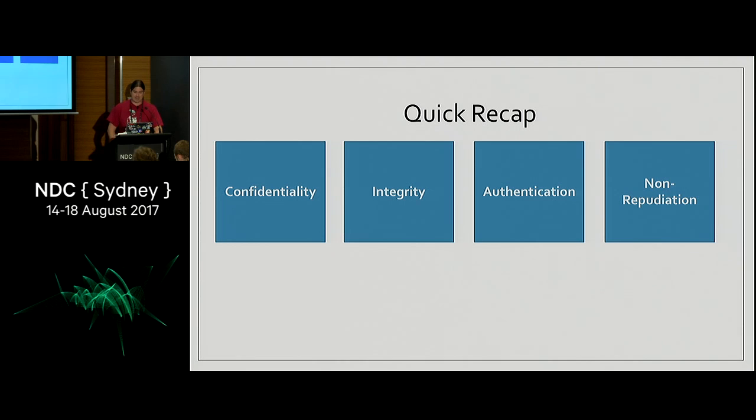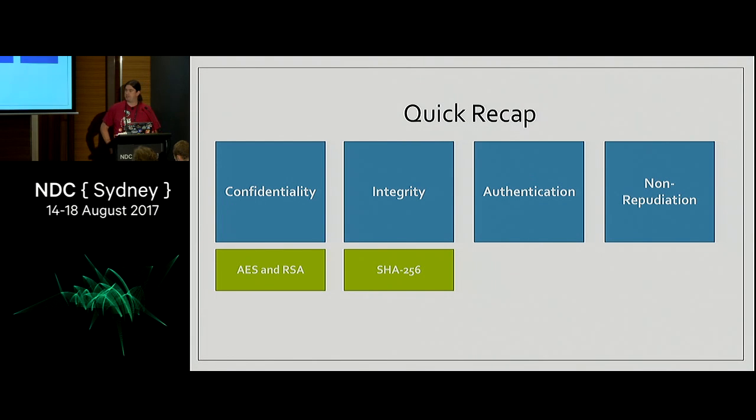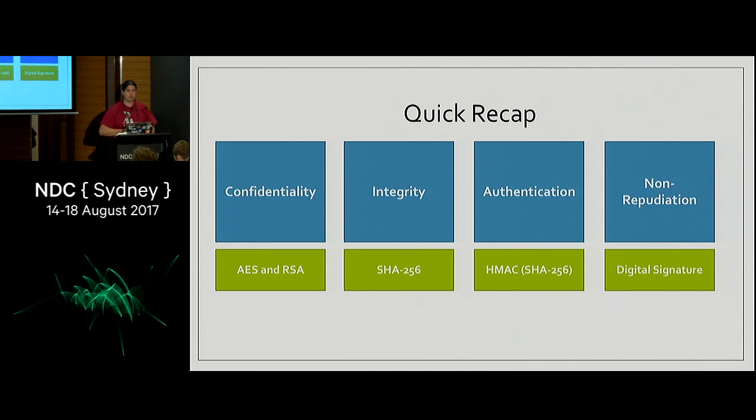Okay, so if we do a quick recap of the 4 pillars, and then we'll look at how we've satisfied those 4 pillars. Confidentiality, we talked about AES and RSA, so that's typical encryption that we all know and love. Integrity, we talked about hashing, and we used SHA-256 as a hashing algorithm there. Authentication, we used HMACs, or hash message authentication codes, using SHA-256. And then we talked about non-repudiation using digital signatures, so being able to prove that you're the actual original sender of a message.